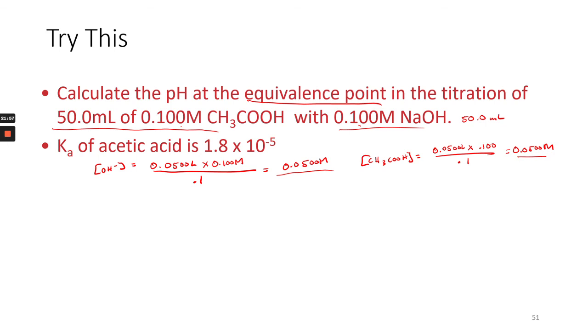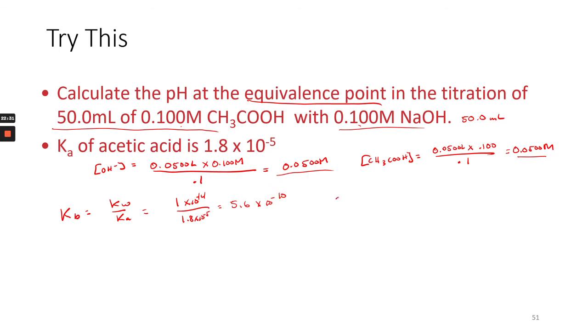So what do we do now? Well, we know that because this is a weak acid being titrated with a strong base, at the equivalence point our solution is going to be slightly basic, right? So what we have to do is get Kb from our Ka. And when you do that, you get 5.6 times 10 to the minus 10.